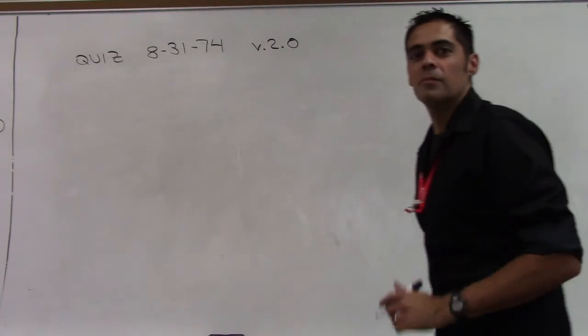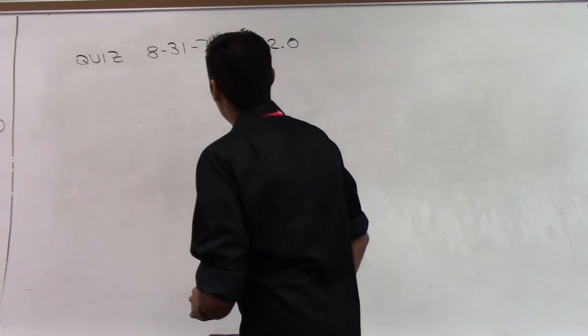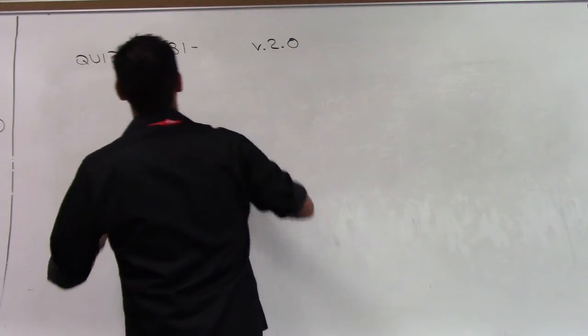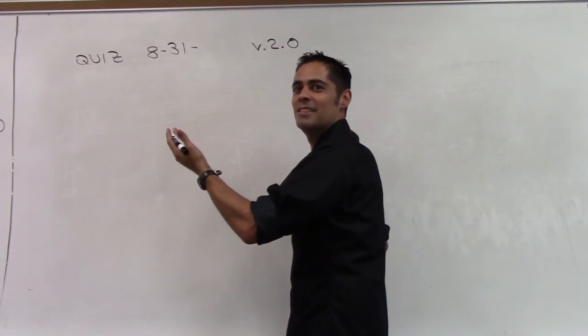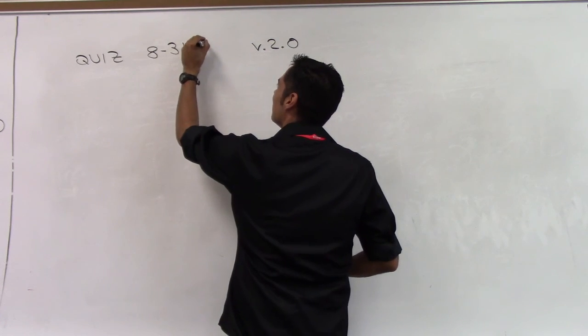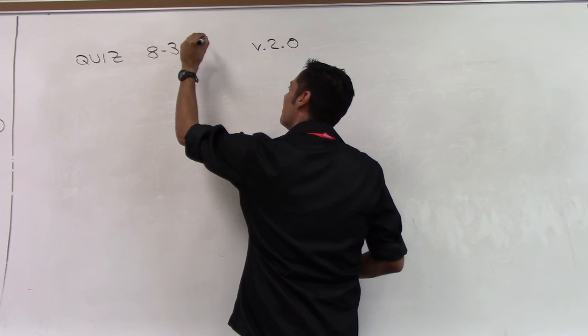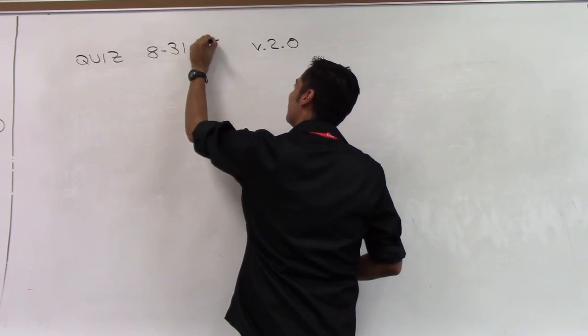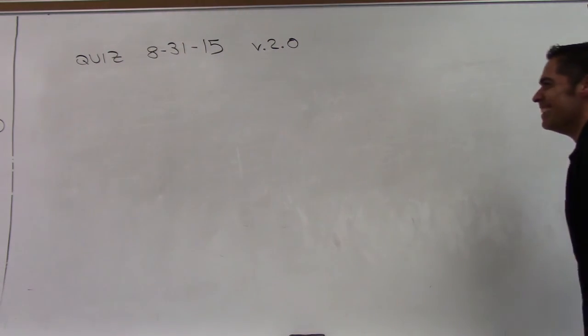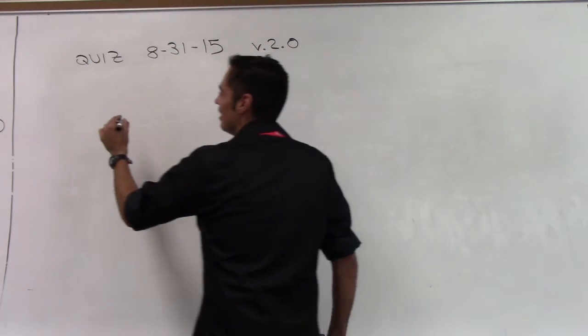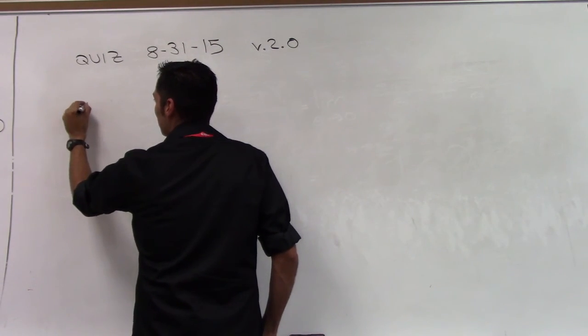1974? 74. Today's my birthday. Today's your birthday? Yeah. Happy birthday. So I actually wrote my birthday on the board. Hold on. What the hell is it? 15. Okay. What year is it today? All right. So let me see.